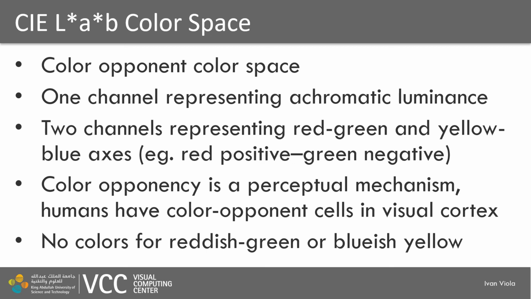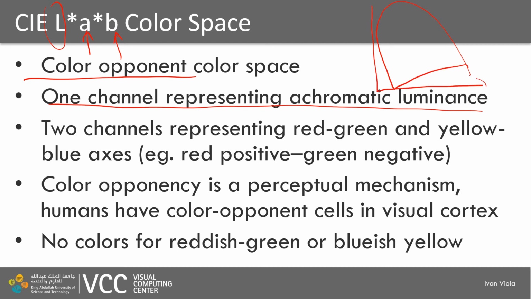One more color space, which is particularly interesting, is the CIE-LAB color space. This color space is a perceptually linear color space with respect to the standard observer, and it is based on the so-called color opponency. So the L component is the luminance, which is the achromatic component, and that corresponds to one channel. And then the other two channels, A and B, represent the color opponency between the red-green and the yellow-blue axis.